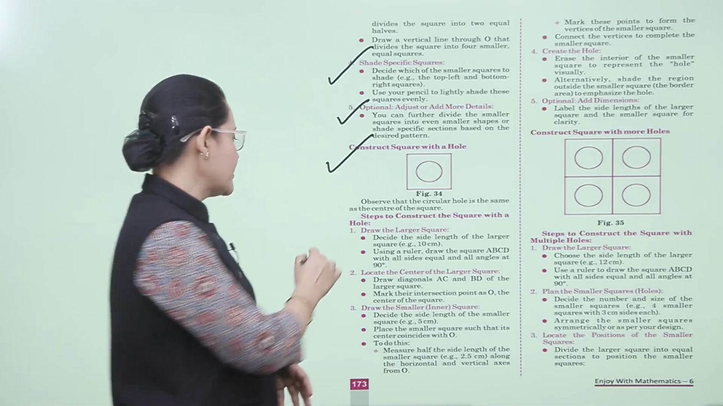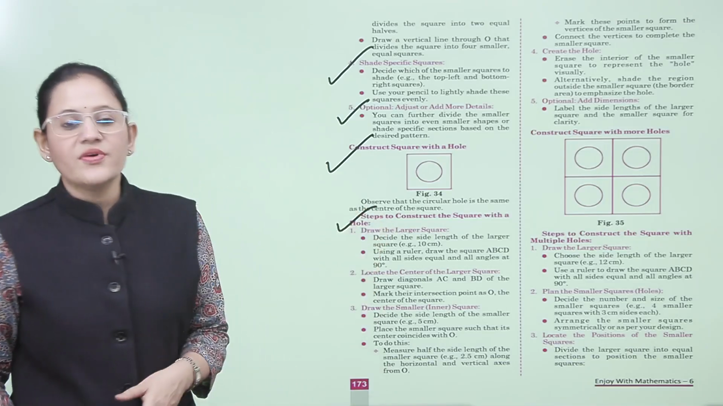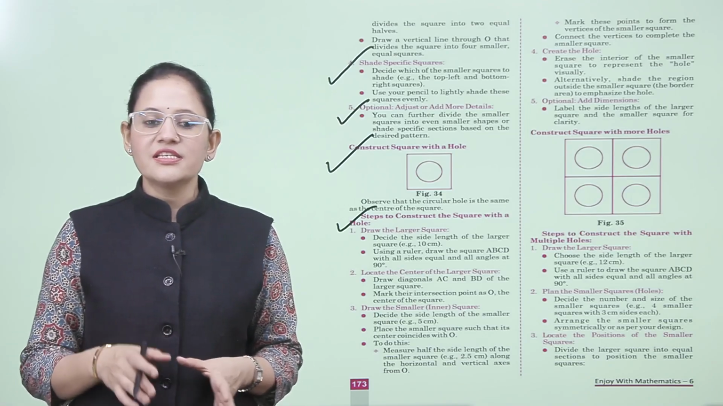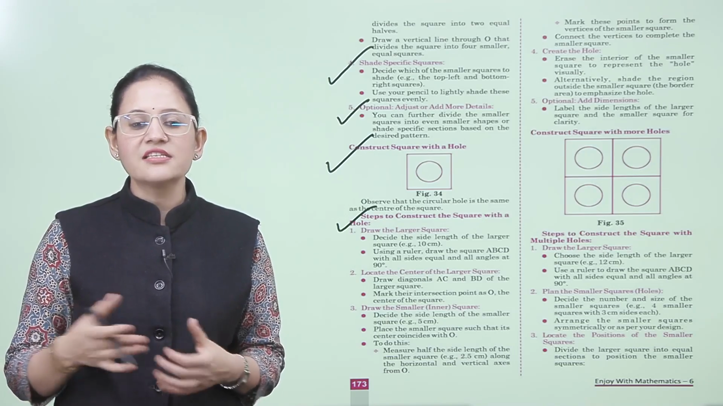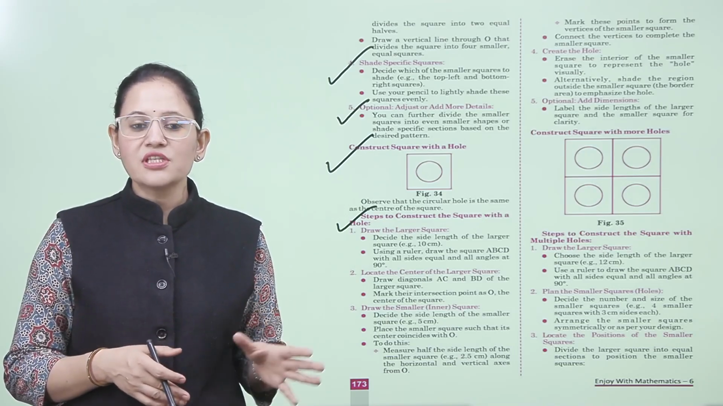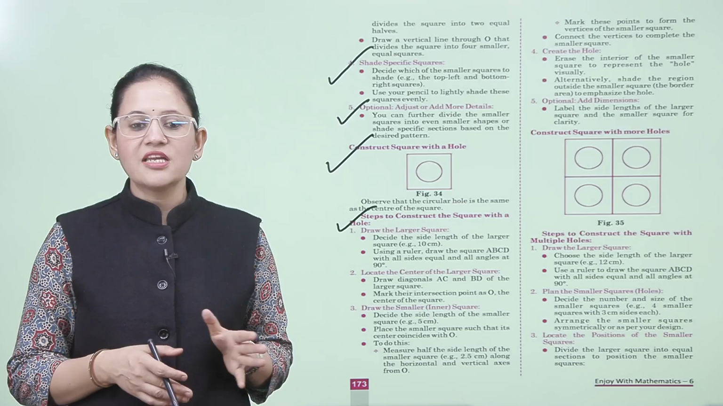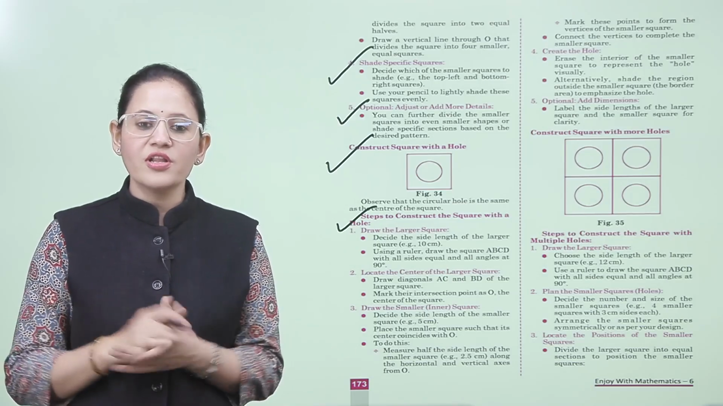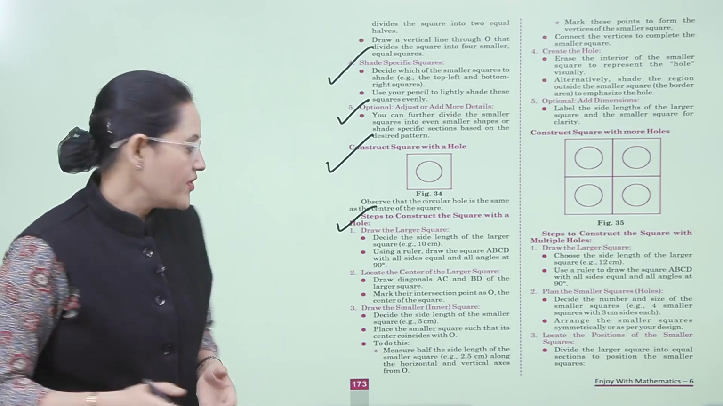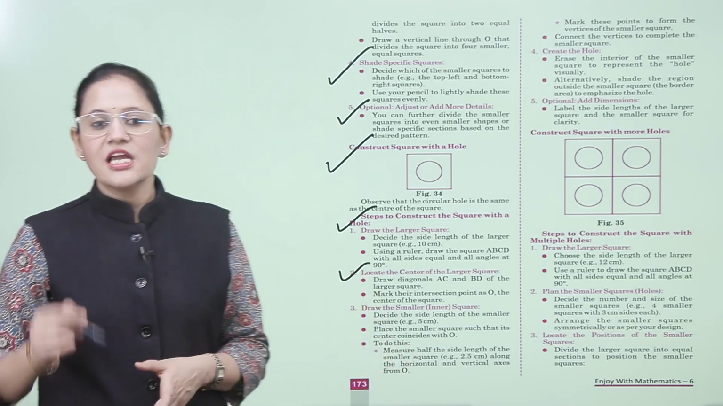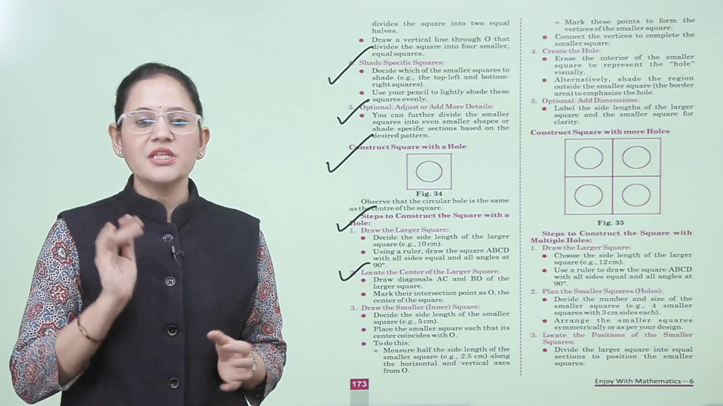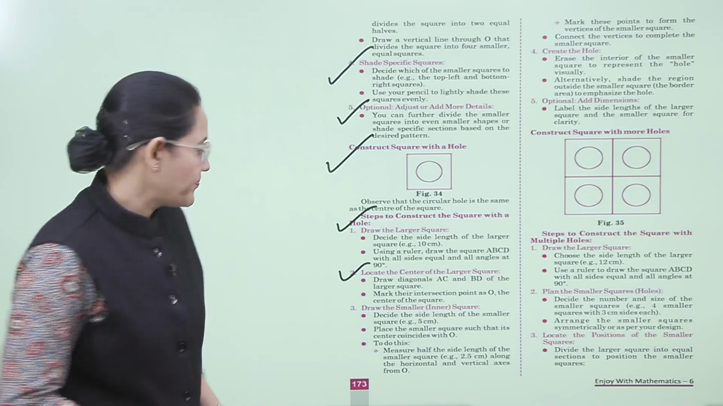Now steps, first we have to draw the large square, decide the side length of the largest square. Here we have taken it as 10 centimeters. Now using the ruler, draw the square ABCD with all sides equal and all the angles 90 degrees. Now we have to locate the center of the largest square. For that we will draw the diagonals. The point of intersection would be the center.